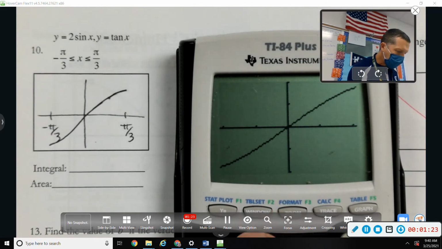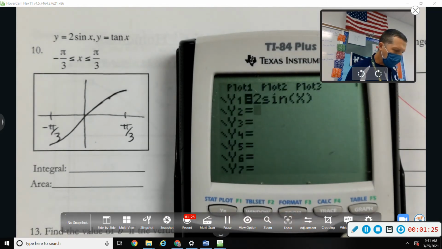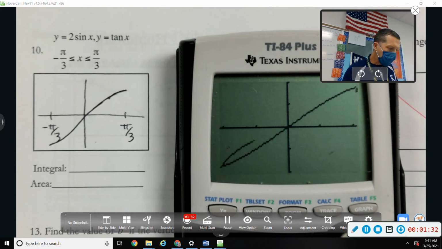Tangent graph. Tangent of x. They must intersect at the pi over 3's.